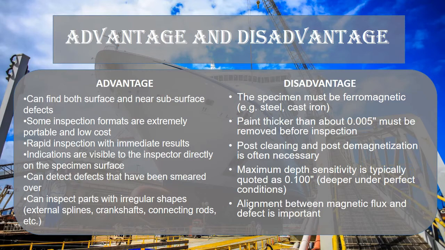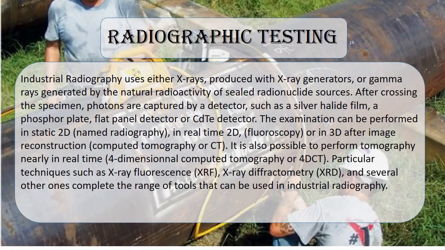Disadvantage: the specimen must be ferromagnetic, examples such as steel and cast iron. Paint thicker than about 0.005 inches must be removed before inspection. Post-cleaning and post-demagnetization are often necessary. Maximum depth sensitivity is typically quoted as 0.100 inches, deeper under perfect conditions. Alignment between magnetic flux and defects is important. Next is radiographic testing.